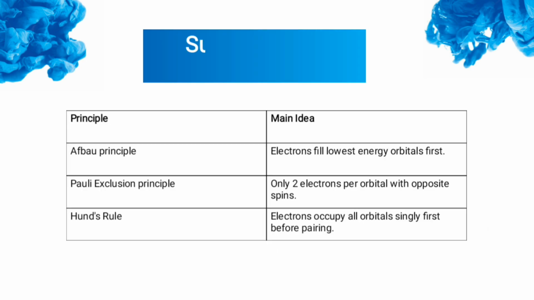Now, summary of all principles. Aufbau Principle: electrons fill lowest energy orbitals first. Pauli Exclusion Principle: only 2 electrons per orbital with opposite spin. Hund's rule: electrons occupy all orbitals singly first before pairing.